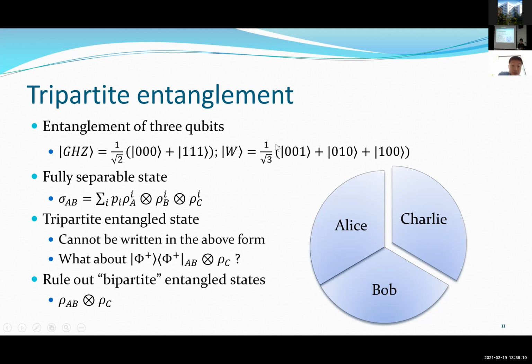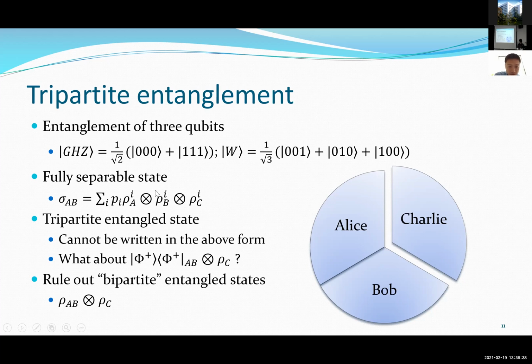So we might follow a similar definition to the bipartite case. We know that this kind of state is a product state, rho A tensor rho B tensor rho C. Any linear combination of product states is still a separable state, right? That's pretty much the same definition as the bipartite case. For this state, we call it the fully separable state.